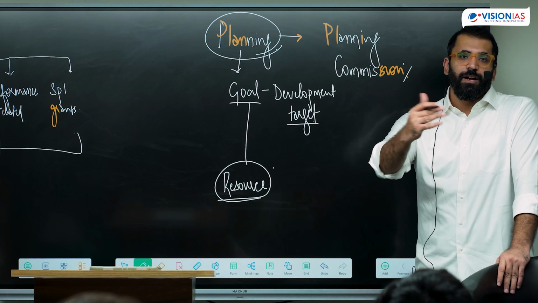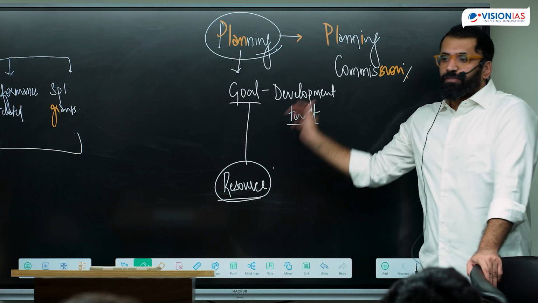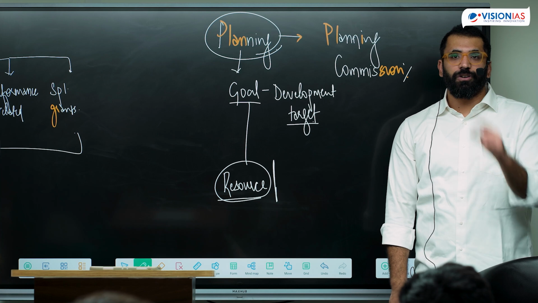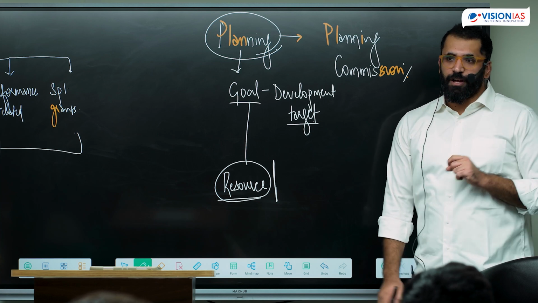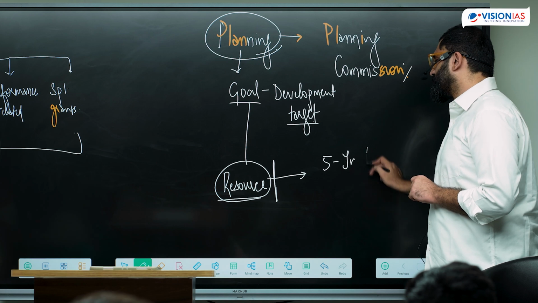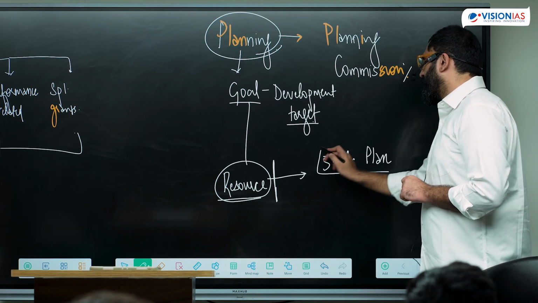The first plan said 2.1%. To achieve that target, different sectors have to be given resources. Now, how did they redistribute this resource? For distribution of this resource, they designed a 5-year plan.